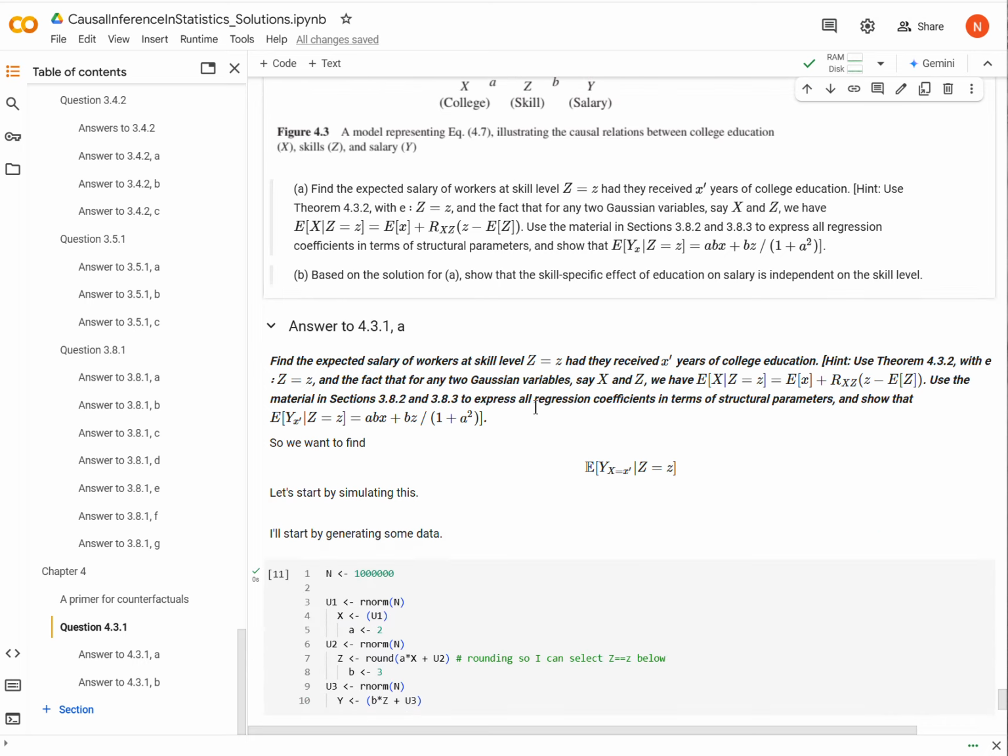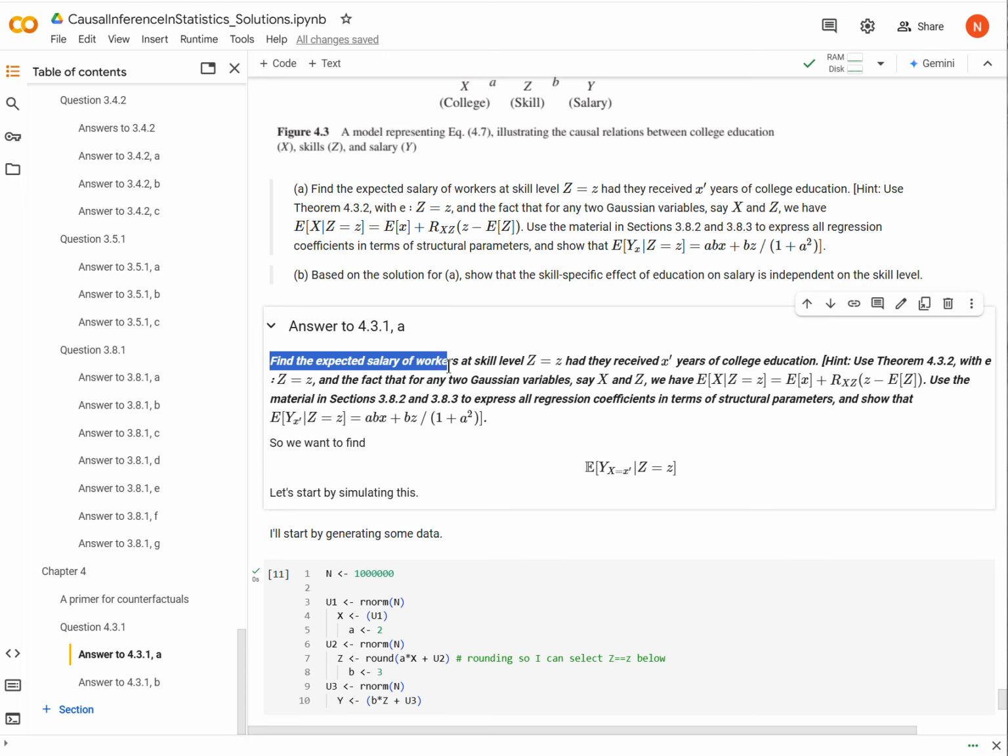The first one that we're going to look at is we are meant to find the expected salary of workers who are at Z level, or skill level Z equals little z, had they received X prime years of college. Then we're given a hint, which is basically to take this formula and express it as this, and so on. We'll get to all of that, but not till later. So let's start trying to answer this.